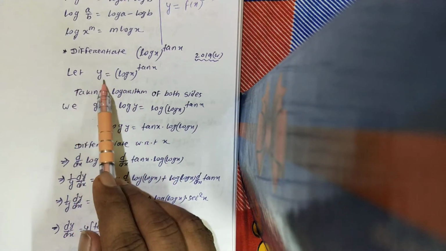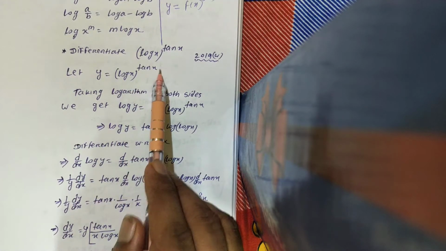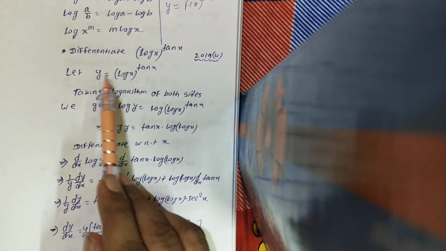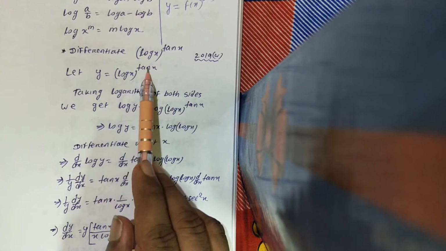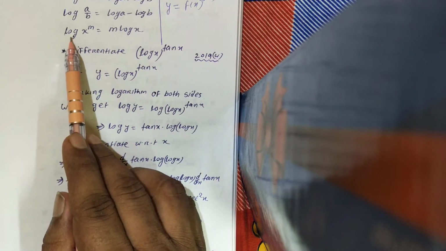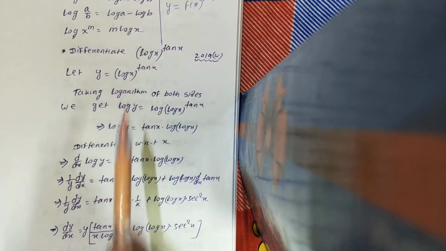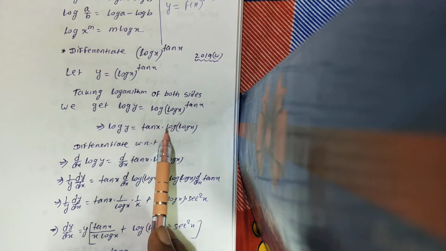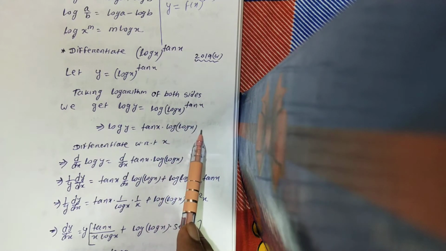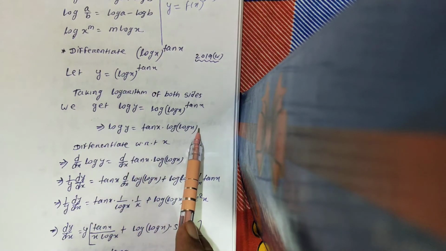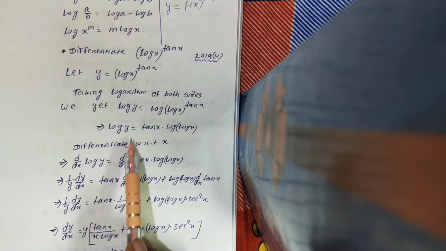First see that let y is equal to (log x) whole to the power tan x. Taking logarithm of both sides, we get log y is equal to log of (log x) whole to the power tan x. Now we are going to use this formula: log x to the power m is m log x. So log of (log x) to the power tan x can be written as tan x into log of log x. Now log y is equal to tan x into log of log x. Differentiate the above function with respect to x.